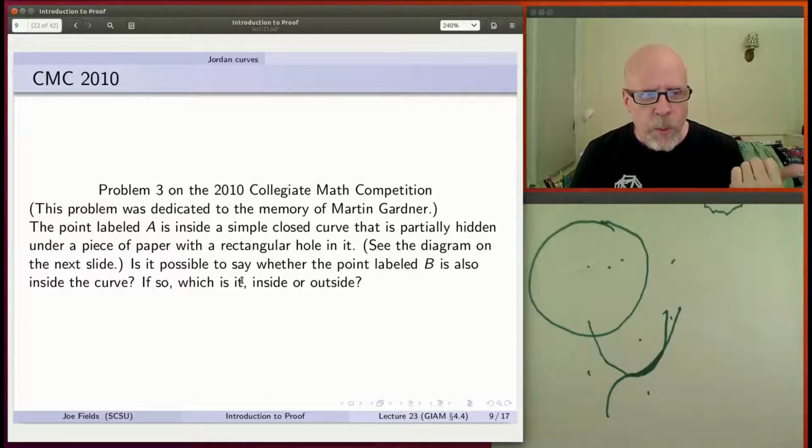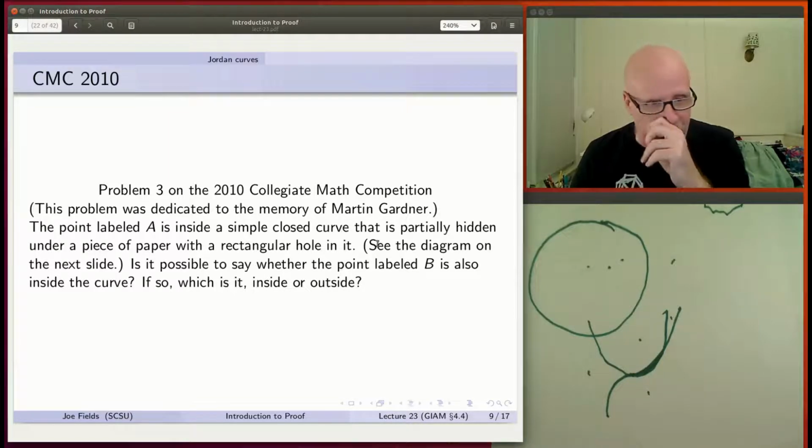There's a point labeled A, and it's inside a simple closed curve. It didn't bother to use the Jordan curve terminology there, but a simple closed curve that's partially hidden under a piece of paper that has a rectangular hole in it. I'm going to show you the diagram in a second. Is it possible to say whether the point labeled B is also inside the curve? If so, which is it, inside or outside?